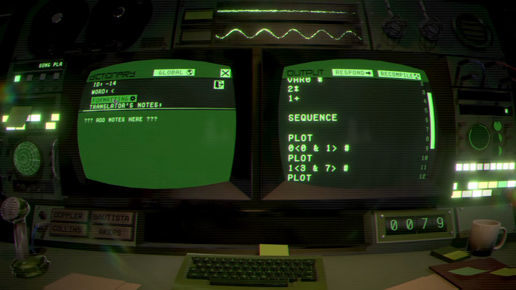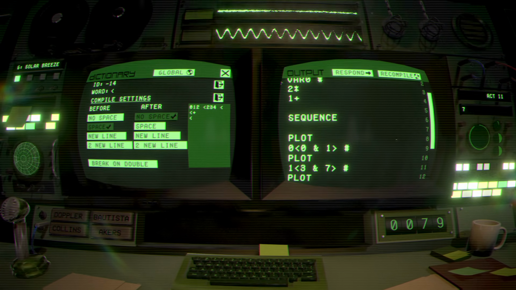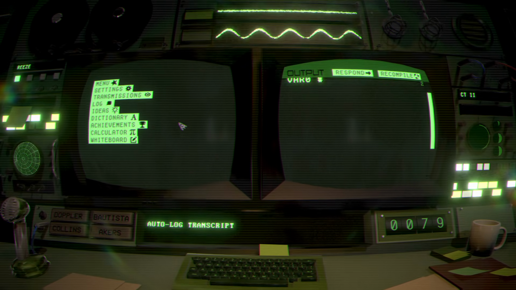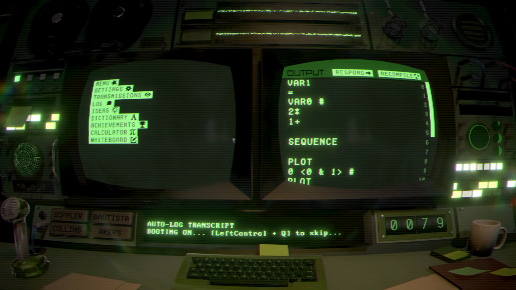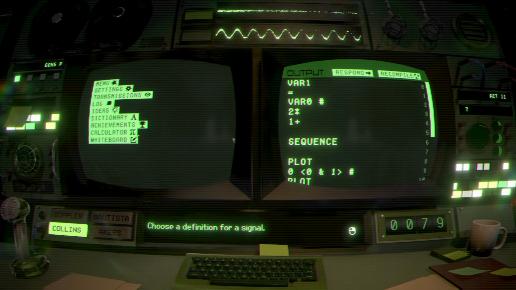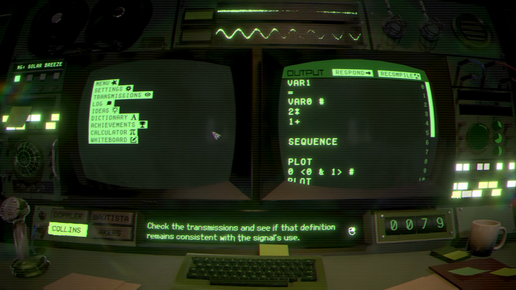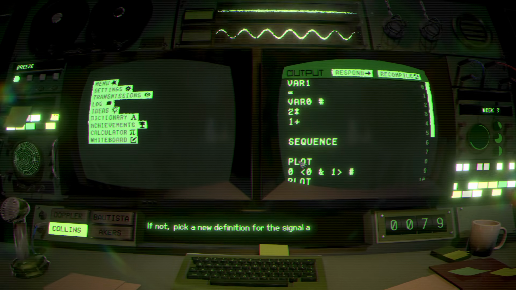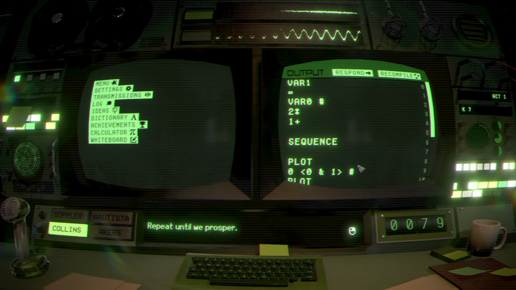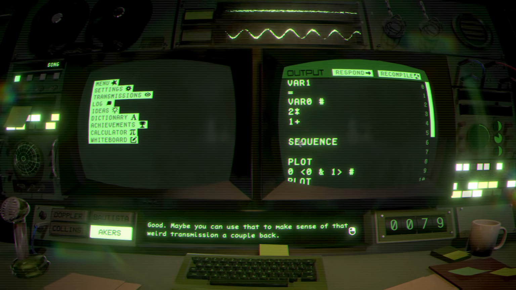And on this one, I'm just going to say put a space before. Make a bit more. Develop a decent strategy for isolating definitions. Choose a definition for the signal, check the transmission, see if the definition remains consistent with the use. If not, pick a new definition and start again.